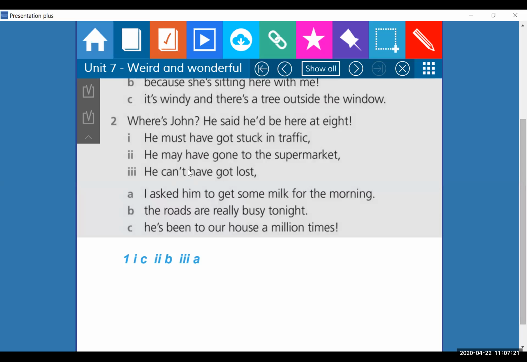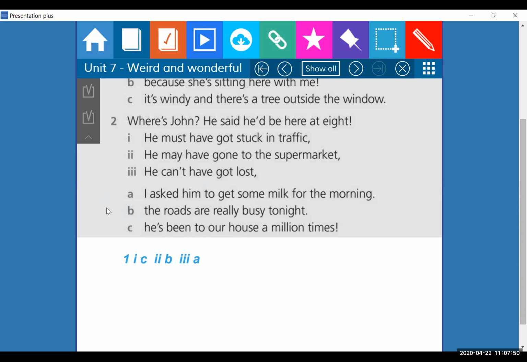Okay, so let's continue with the first one. He must have got stuck in traffic. I asked him to get some milk for the morning, or the roads are really busy tonight. He has been to our house a million times. So there are B answers for the first one of the second item. Second item, first one, they say it's matched to B.